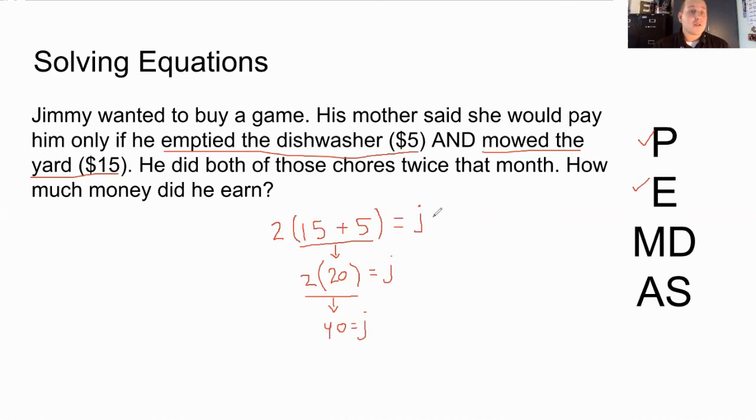So solving equations is a lot like simplifying expressions, and we should feel really comfortable with making equations from a word problem. If we can create equations from a word problem, it'll help us solve it a lot more efficiently and where we can make sure we don't make any mistakes.